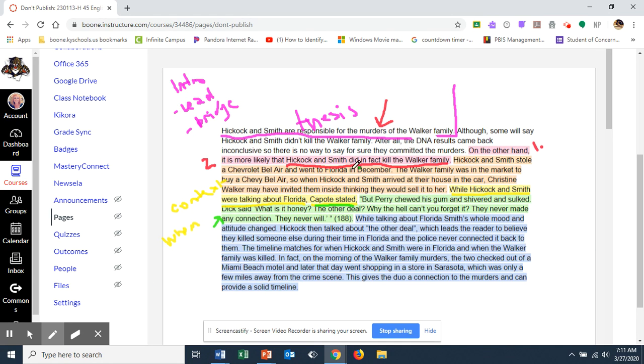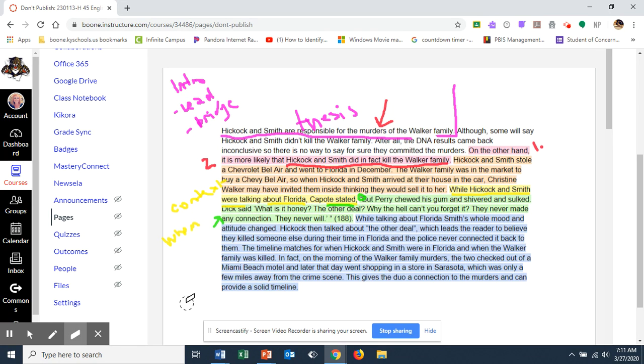All right, then we have the quote. So the quote starts with a quotation mark. It says, but Perry chewed his gum and shivered and sulked. Dick said, what is it, honey? The other deal. Why the hell can't you forget it? They never made any connection. They never will.